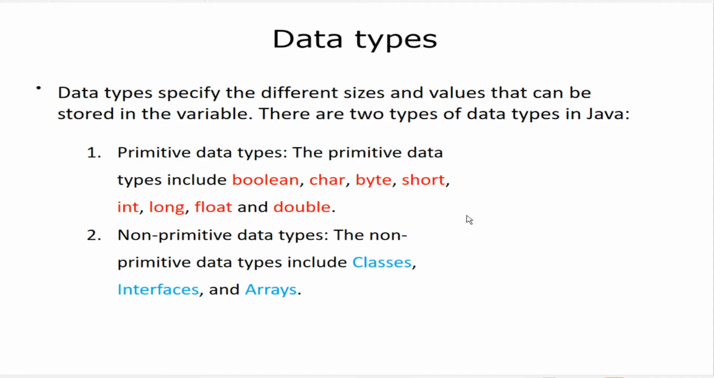So today we are going to learn about data types. What is data types? Data types specify the different sizes and values that can be stored in the variable. There are two types of data types in Java. One is primitive data types, which consists of boolean, char, byte, short, integer, long, float, and double. I will explain this briefly later. Now the second one is non-primitive data types, which consists of classes, interfaces, and arrays.